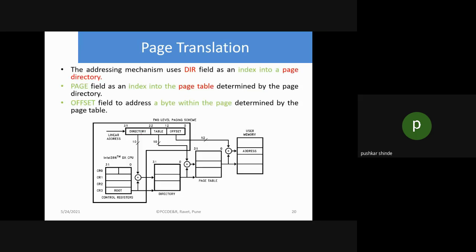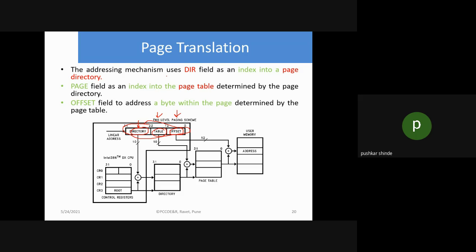Now we look at page translation. The input to the page translation is the linear address, which is the output of segment translation. A linear address contains a directory part, a table part, and an offset part. So the linear address contains three parts: a directory part which is 10 bit, a table part which is again 10 bit, and an offset part which is 12 bit. Okay.